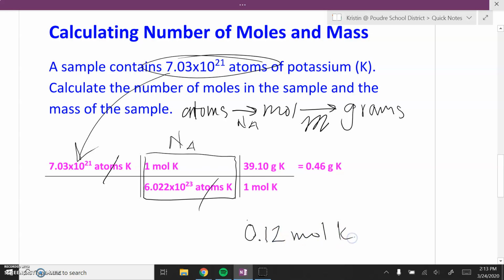of potassium. Okay, and then this final step, we're using our molar mass from your best friend, the periodic table. 1 mole of potassium is equal to 39.1 grams of potassium. My moles cancel out. I'm left with grams. That's good. So now we know the mass of the sample. And so then I can do my top multiplied together divided by the bottom. And we end up with 0.46 grams of potassium.